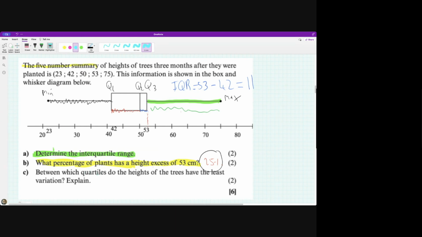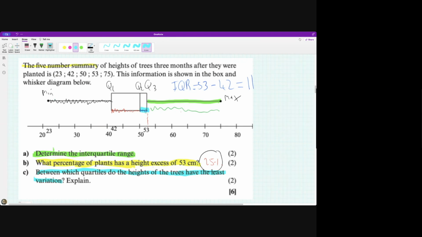Then it says, between which quartiles do the heights of the trees have the least variation? So between which quartiles? Is it between here and here that there's the least variation? Is it between here and here? Is it between here and here? Or is it between here and here? What do we think? Between which two quartiles do the heights of the trees have the least variation? So which 25% looks the narrowest?